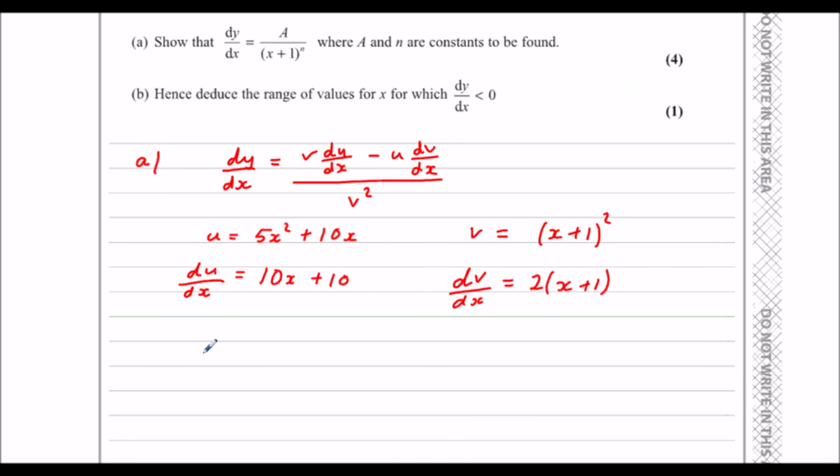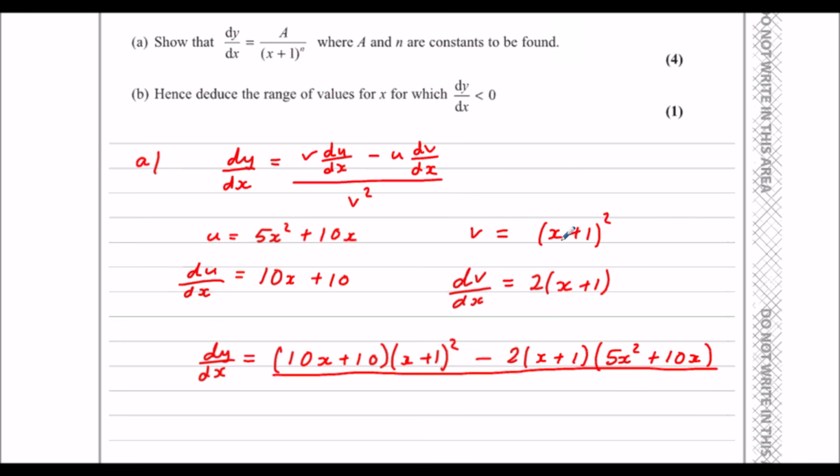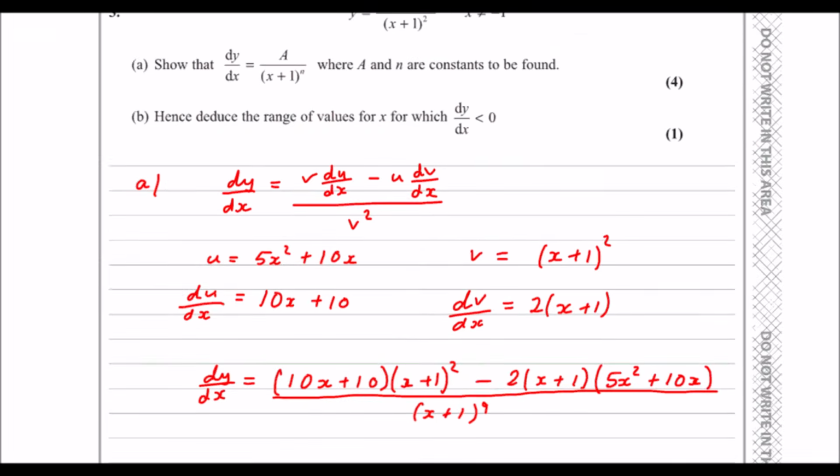So now we can write dy/dx is v times du/dx. So I'll put a bracket 10x plus 10. So du/dx times v minus u times dv/dx. So I'll write dv/dx first. And then again, I'll use a bracket for u. And that's all over v squared. So x plus 1 squared squared. So x plus 1 squared times x plus 1 squared, that's x plus 1 to the power of 4. So now we just need to simplify this until it's in this form.